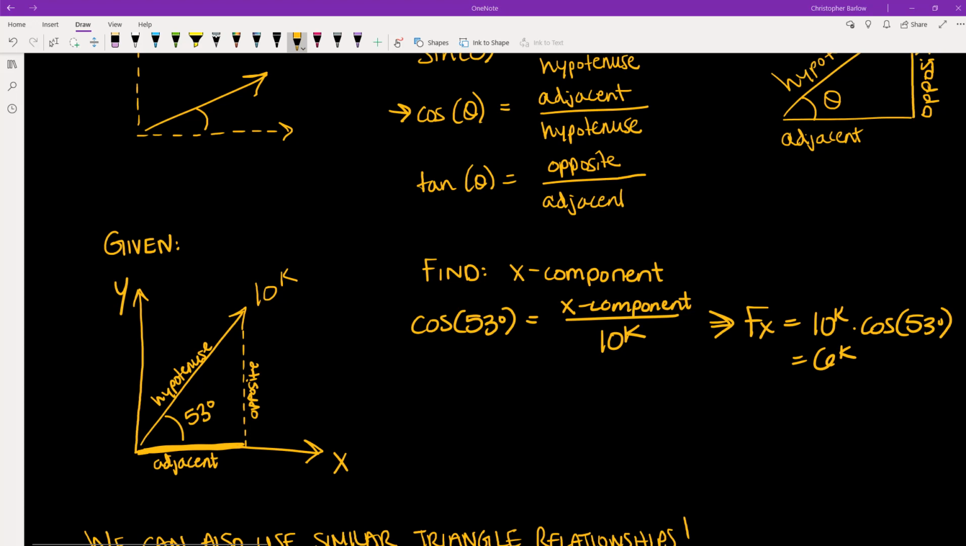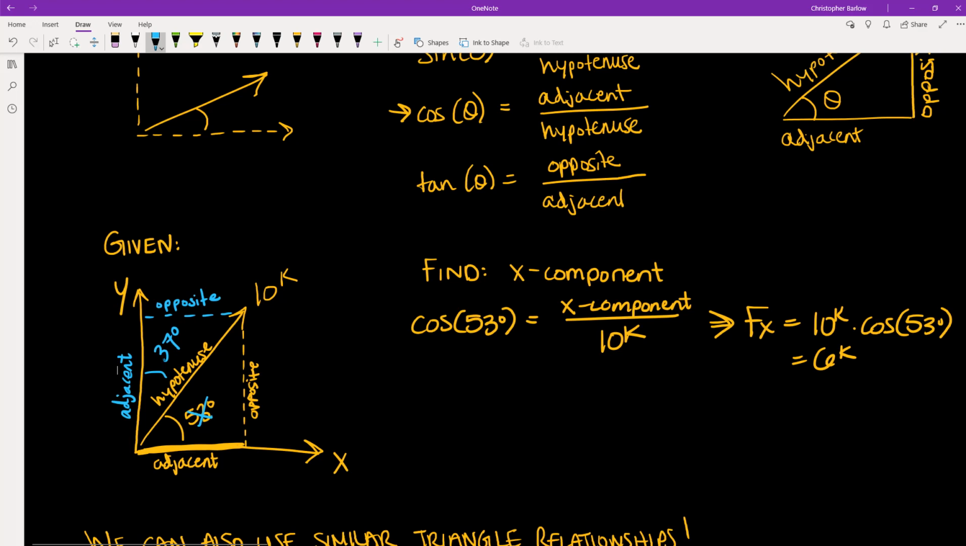Now, note that this does not mean that all x components will be solved with the cosine function. That is not true, and that is often where a lot of people get mixed up. Say, for example, we were not given this 53 degrees, but instead we were given this angle on this side. And of course that angle would be 37 degrees. Now if we enclose our triangle, note that we have this side as the opposite and our vertical side as the adjacent.